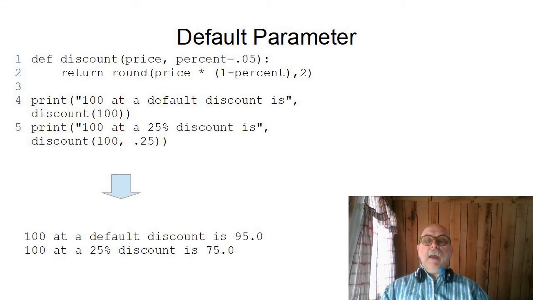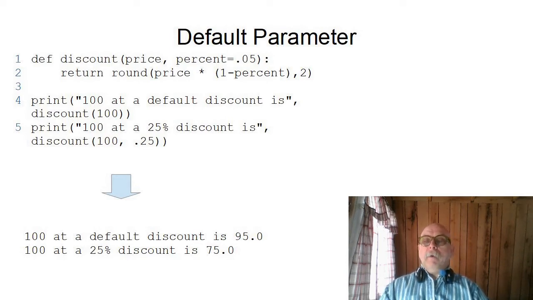So here I have a function called discount, and discount has two arguments. The first argument is price and the second is percent. You can also see that percent is followed by an equal 0.05, which means that the default percent is 5%. So if we call it with only one argument, it's going to calculate 5% discount. If we call it with two arguments, it will use the second argument as the discount. You can see on line 2 that we return the round of price times 1 minus the percent. So by default, that would be price times 0.95.